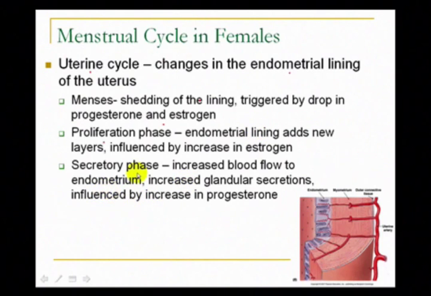Then there's the secretory phase, which is where you have an increased blood flow to the endometrium. You have little arteries or capillaries that start to grow into the endometrial lining. You have increased vascular supply to the cells, and increased glandular secretions. It's a lot of mucus production. And that's under the influence of the increase in progesterone.